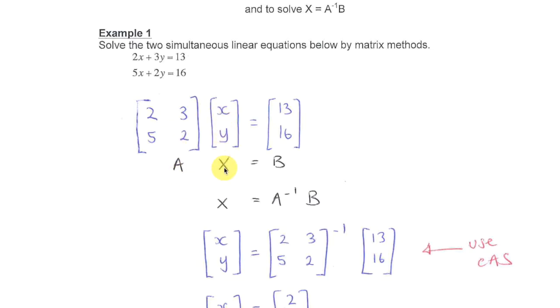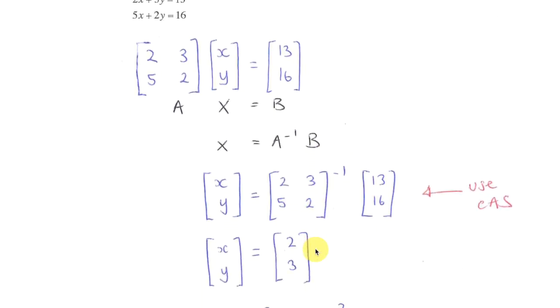I know that my matrix X will equal the inverse of A multiplied by B. So the inverse of A, so I recognise A is 2, 3, 5, 2. There it is there. And if it's the inverse, I just raise it to the power of -1. And then I multiply that by my answer matrix, which is 13, 16. And that will give me my variable matrix XY. So I evaluate that using my CAS, and I'll get this XY matrix, my variable matrix, is equal to this matrix here. So in other words, just equating same positions, X is equal to 2 and Y is equal to 3.